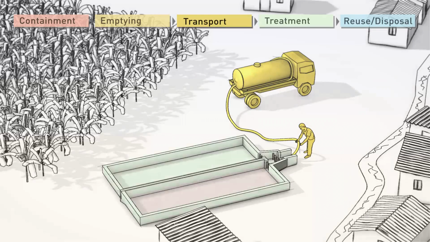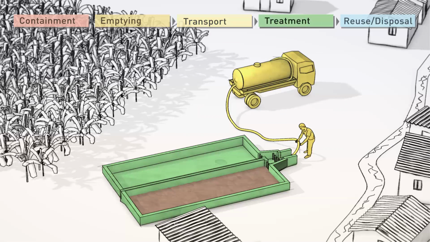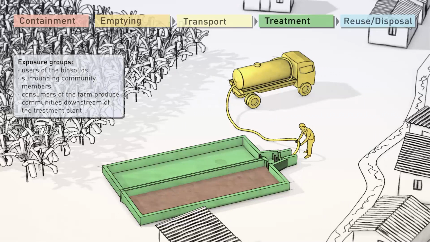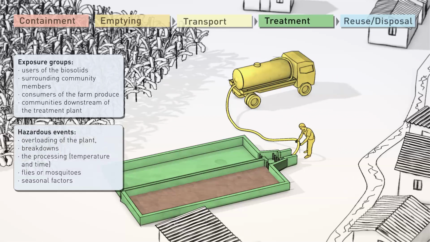At the treatment step, it is vital that the treatment process operates well so that effluent and biosolids meet agreed standards. If not, users on farms and consumers of the farm produce will be exposed to an unacceptable risk. The hazardous events may include overloading of the plant, breakdowns, the processing temperature and time, and the presence of flies or mosquitoes, or seasonal factors such as high rainfall that may affect performance. The risks and consequences of these are high.